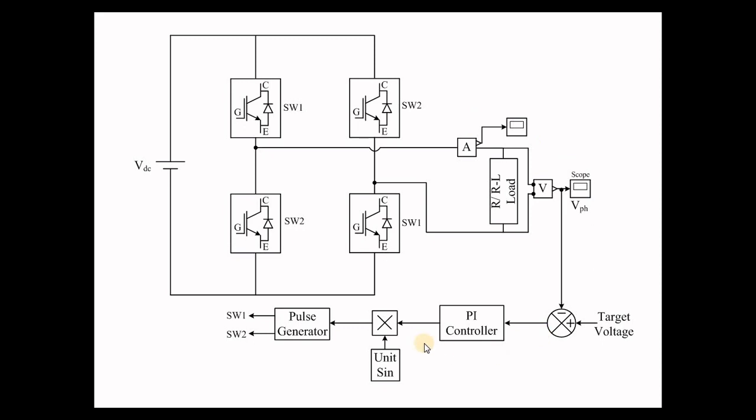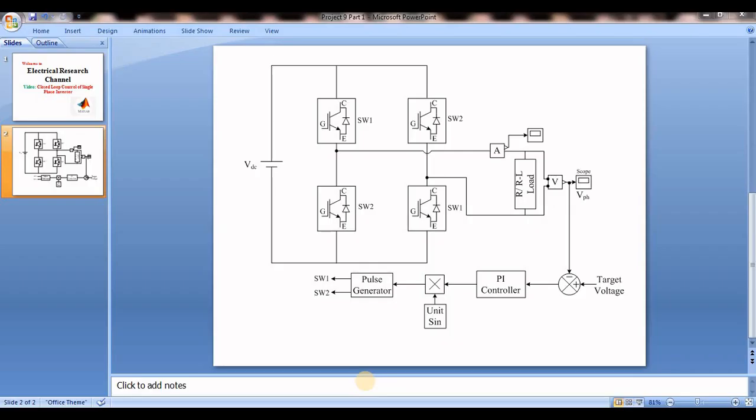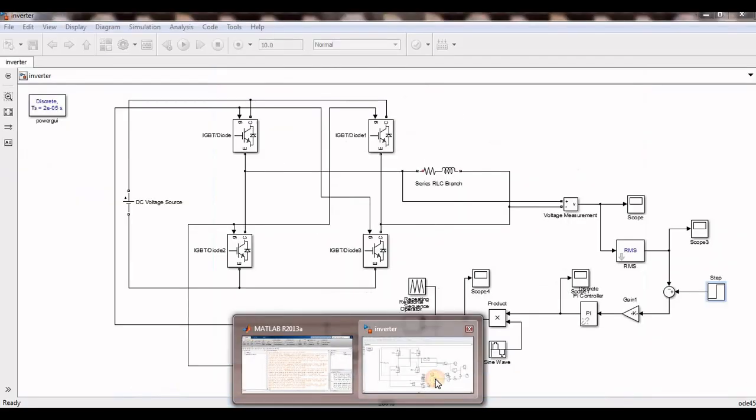In MATLAB, I will explain how we can take the unit sine wave, and how we can take the pulse generator for these two switches, with R load or RL load. Most probably I will explain with only RL load, because R load is very simple and it does not have much effect in closed loop. Now we will go for the Simulink model.